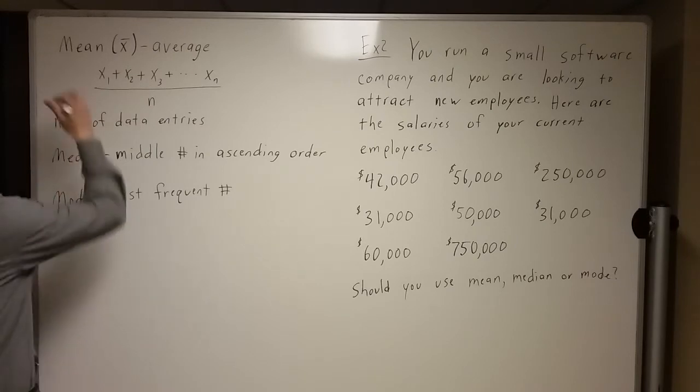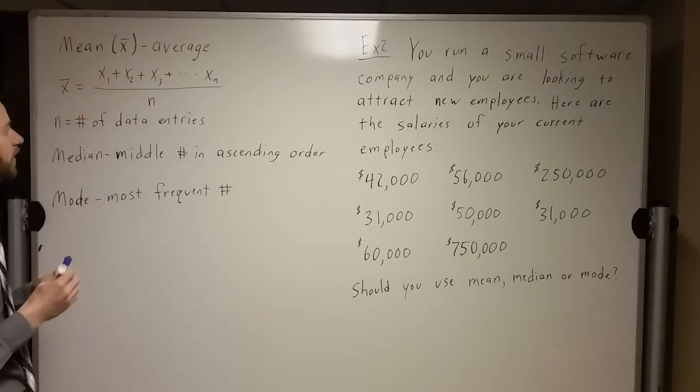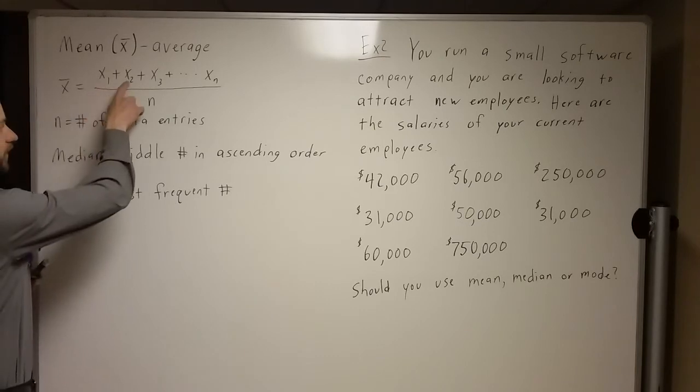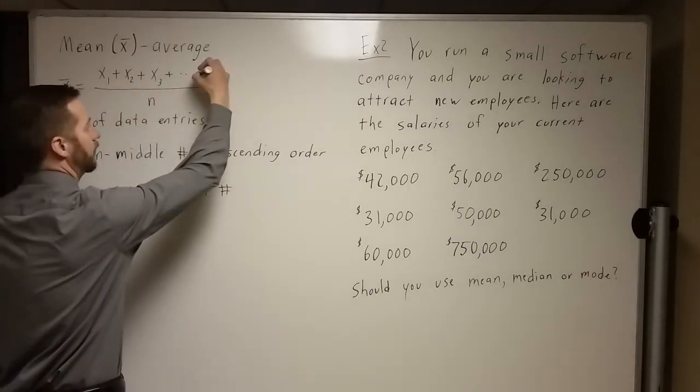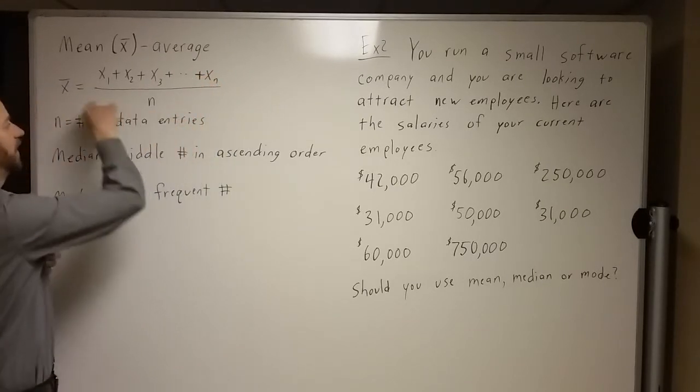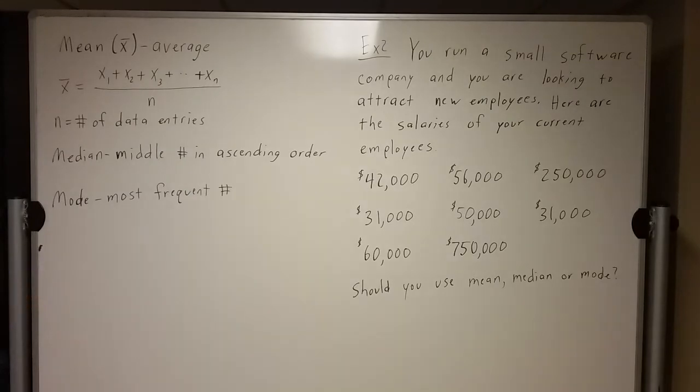So here's a formula for how to find X bar, the mean. This says add your first entry, your second entry, your third entry, all the way until you get up to the nth entry, or the last entry, and then divide by n, where n stands for the number of data entries.